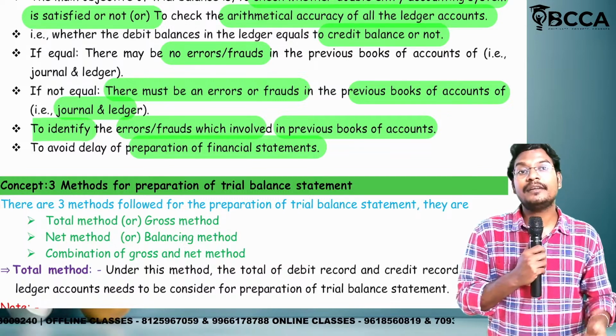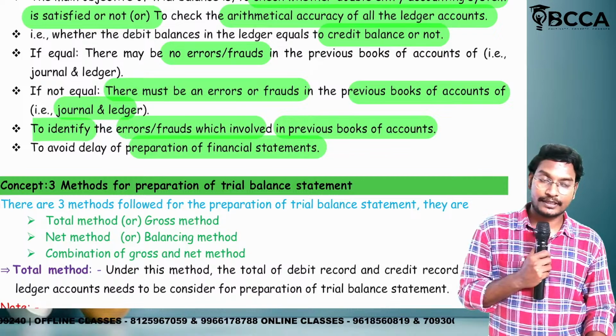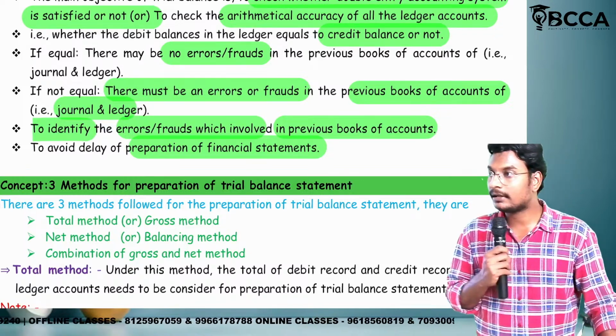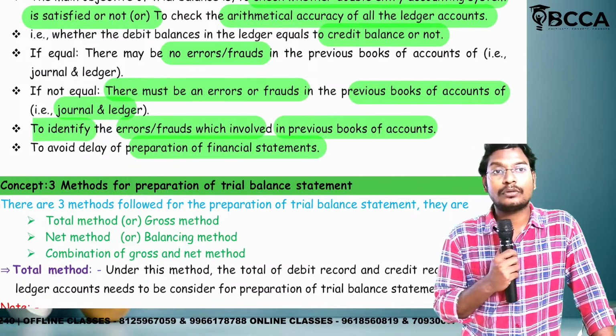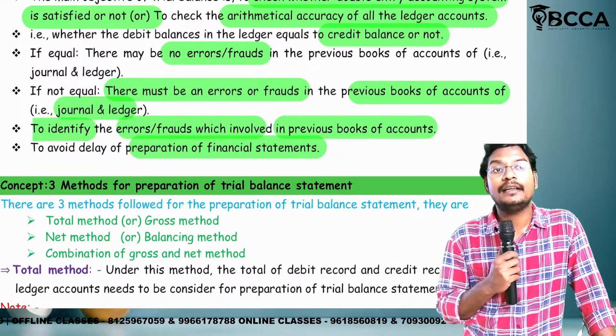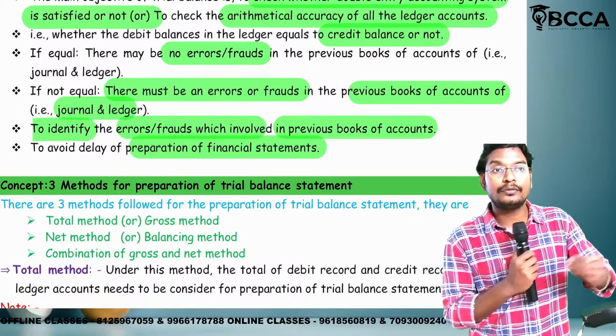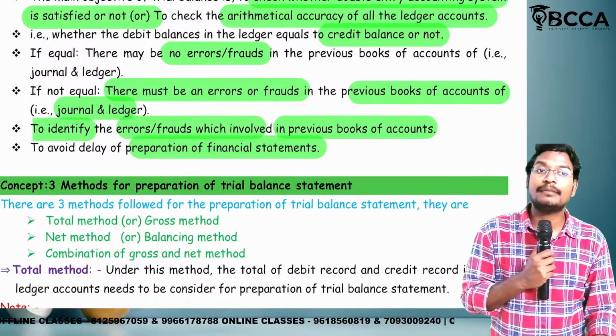Then what is the meaning of summary? Summarizing means the total of the months. For example, for the first month 1 lakh, for the second month 2 lakhs. In total we have 12 lakhs of sales. The summary will be given in the trial balance. So it is useful to prepare the final accounts in an easier manner, not in a difficult manner.